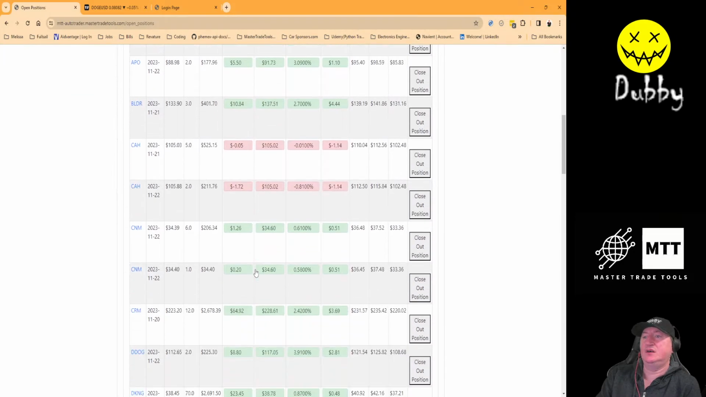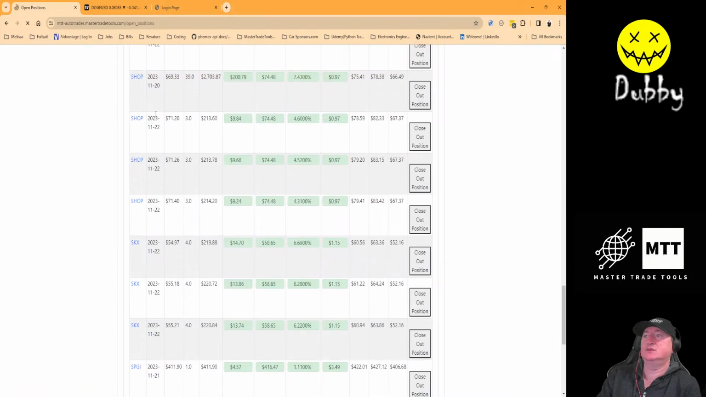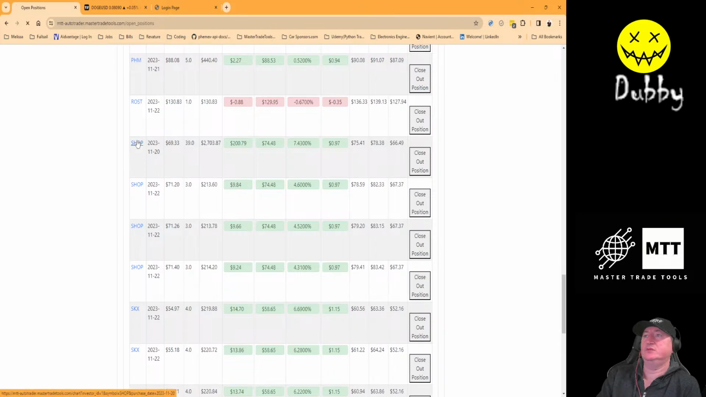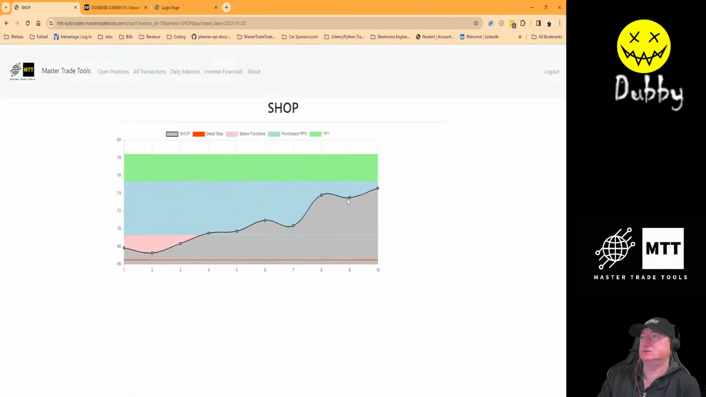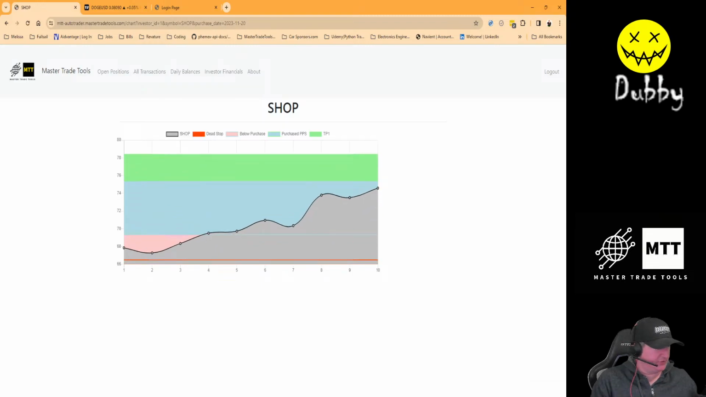Okay. Let's take a look at Shopify one more time. There it is, $200 one. Oh, we're getting closer. I have a feeling that's going to close out today. All right. So we are 3 minutes past 30 minutes after the opening bell.